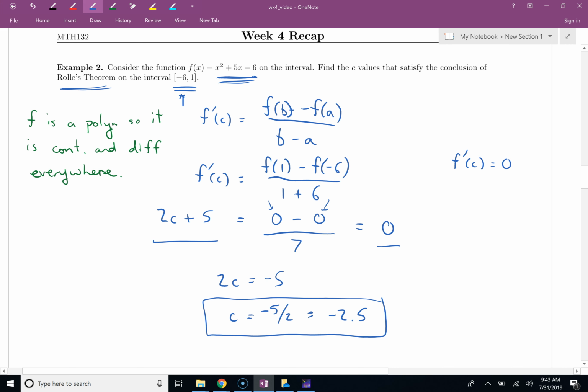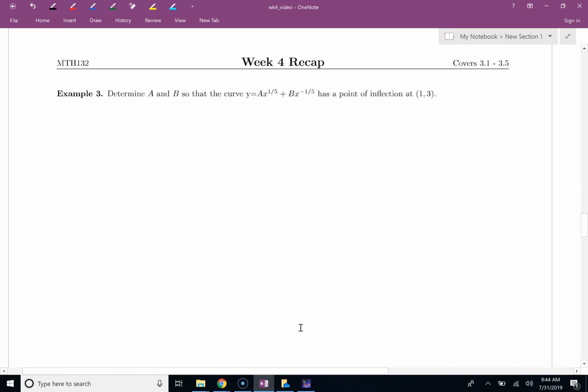All right, 2 examples down. Let's move on to example number 3. In this example, we want to figure out some unknown constants, a and b, so that this curve has a point of inflection at a very specific value: x equals 1, and it turns out the y value there should be 3.